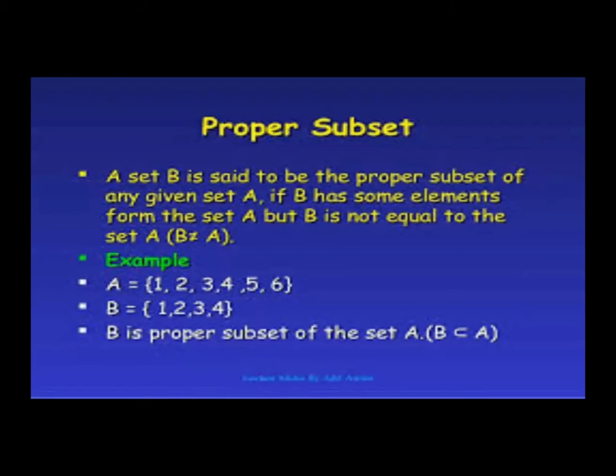B is a proper subset of any given set A if B has some elements from set A but B is not equal to the set. For example, if we have A equals {1, 2, 3, 4, 5, 6}, meaning these are the elements from 1 to 6, and B equals {1, 2, 3, 4}, then B is a proper subset of the set A. Why is it a proper subset of A? Because it has elements of set A but not all of them.